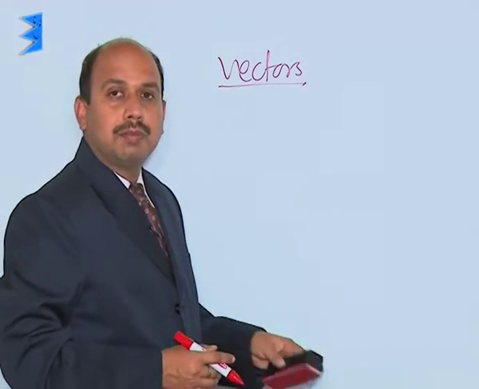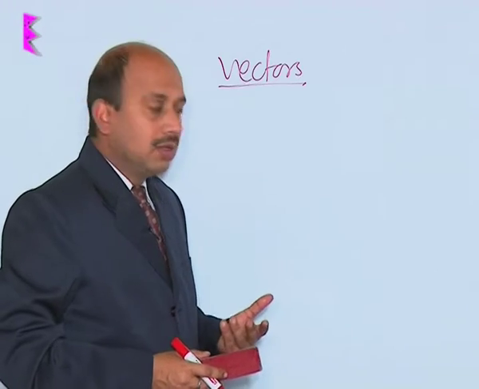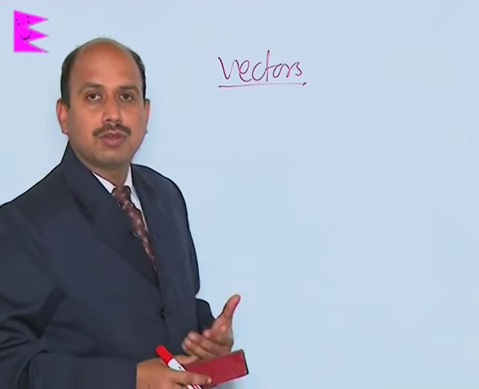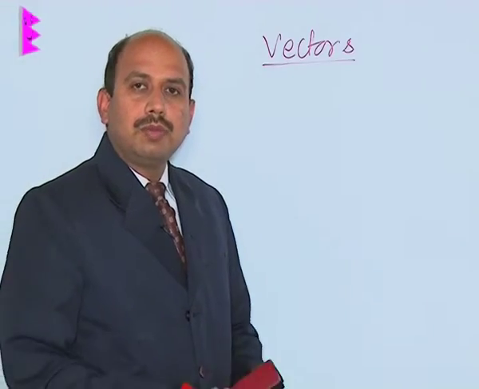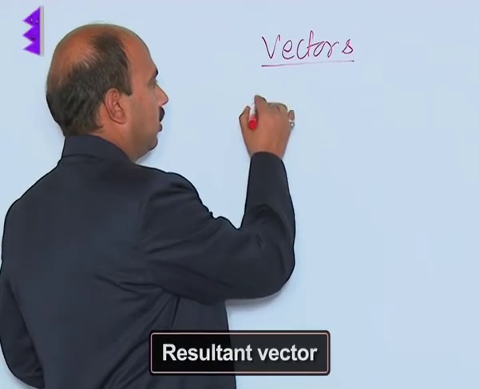So, after multiplication of a vector by a number, we come to the next topic, that is addition and subtraction of vectors. So, now we have to do resultant vectors.